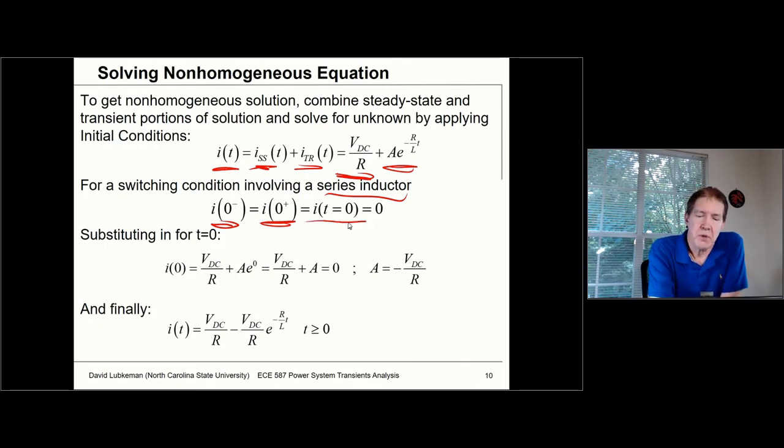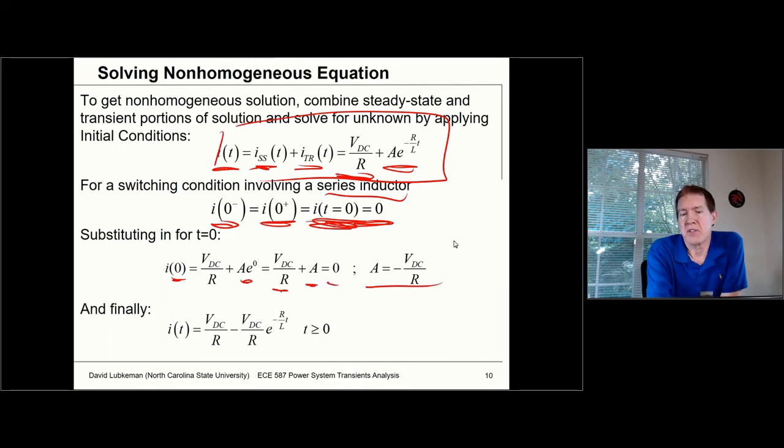So for the boundary condition, the current at time equals 0, when the switching occurs, is going to be equal to 0. If I go back into this equation, I can substitute in for time equals 0. E to the power of 0 is simply going to be 1. And so I have VDC over R plus A is equal to 0. A is equal to minus VDC over R.